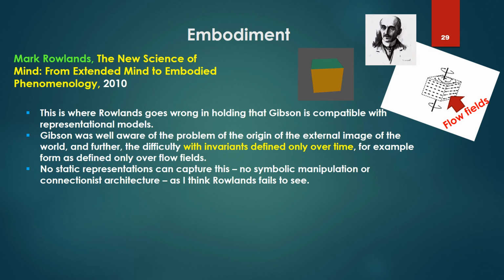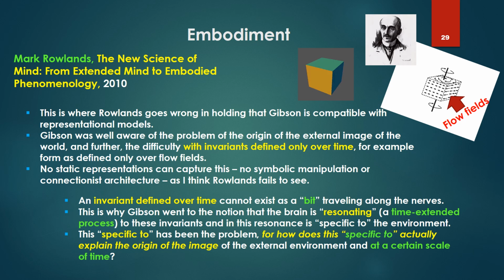So anyhow, Gibson was well aware of the problem of the origin of the external image of the world, and further the difficulty with invariance defined only over time, like only over flow fields, or edges here in our rotating cube, which is a set of flow fields, where the edges are simply very ephemeral junctures at discontinuities of these flows as the cube rotates. No static representations can capture this. No symbolic manipulation or connectionist architecture, as I think Rowlands fails to see.